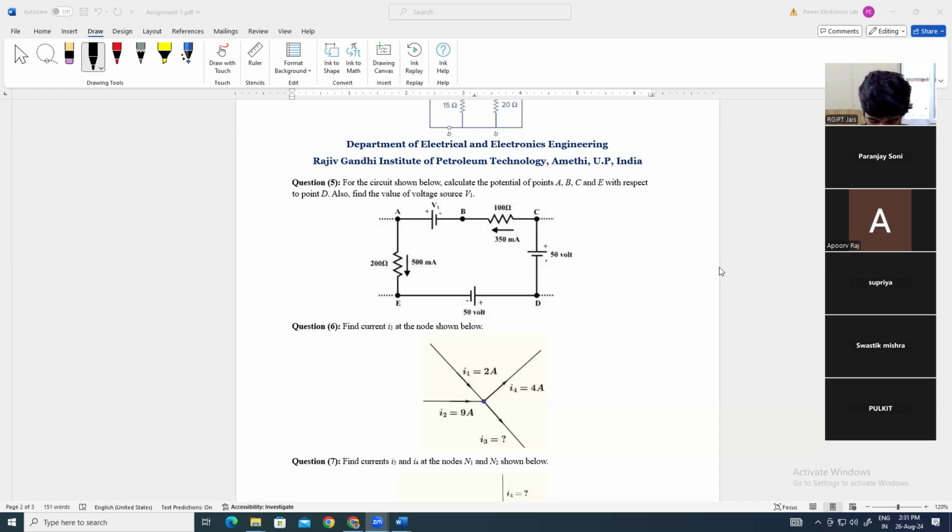Okay. So the question asked here is to calculate the potential at points A, B, C, and E with respect to the point D, and find the value of voltage source V1. So one benefit we have here is that we have the currents with us, the current that is flowing here. And since we have the current flowing here, we can do two things. Do you guys know about super mesh and super node?